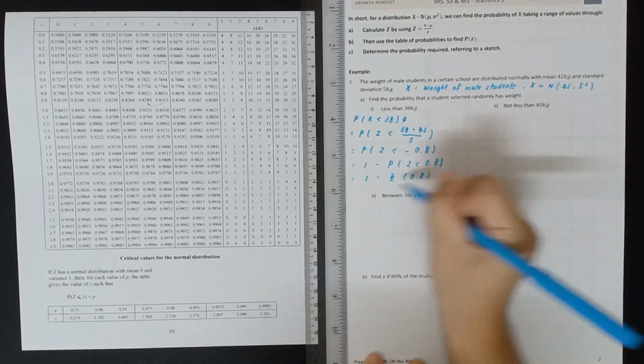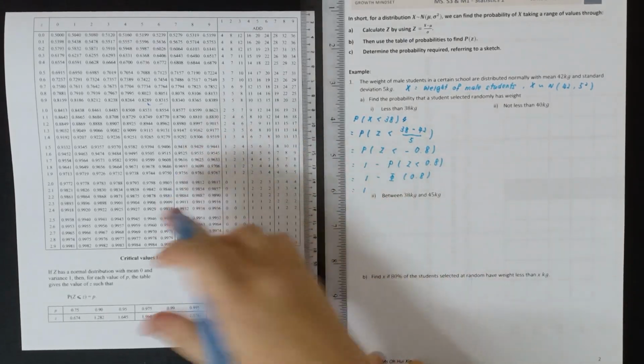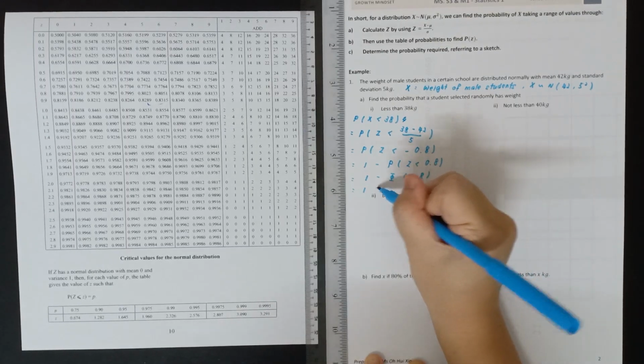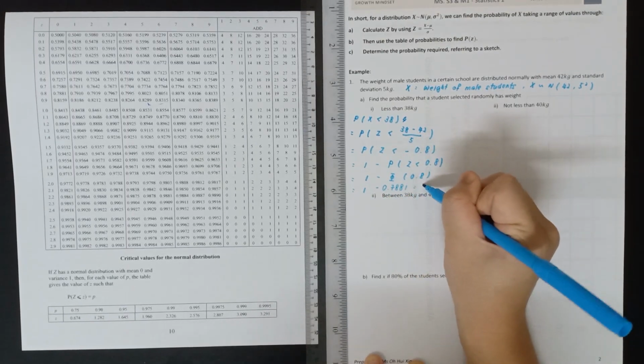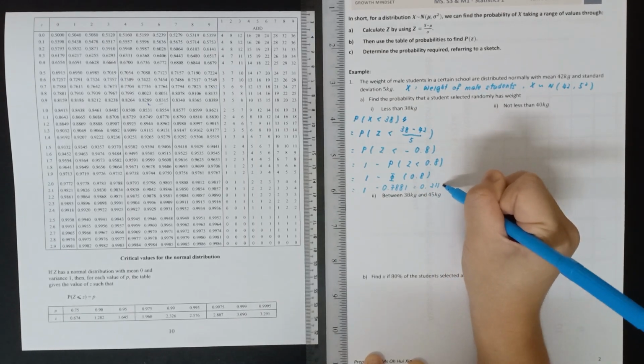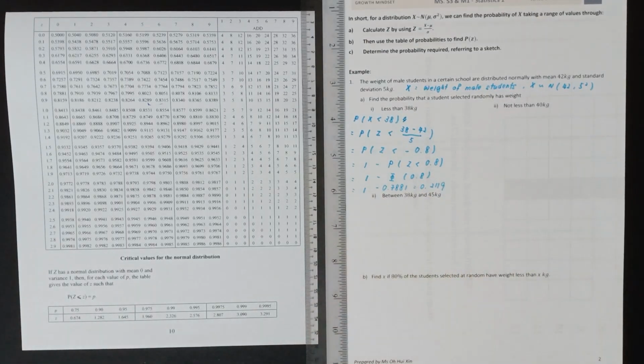After reading from the table, I should be able to get 1 minus 0.7881, which will give me 0.2119. I hope that you are alright. Okay, so let's move on to 2.